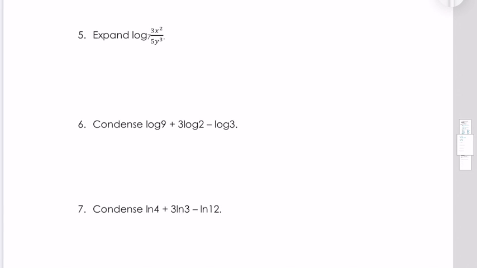All right, this one, log base 7 of 3x squared over 5y cubed. So I have log base 7 of 3 plus 2 log x, so that power is just on the x, minus, and I'm putting this in parentheses because the whole denominator is being subtracted, log base 7 of 5 plus 3 log base 7 of y.